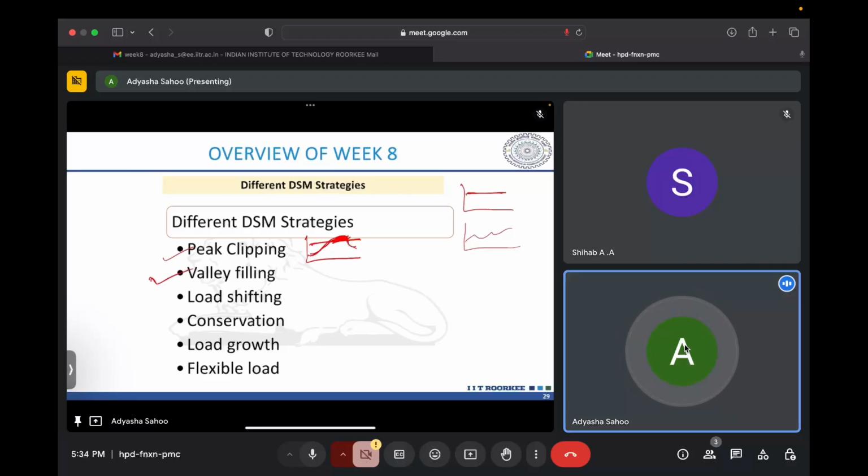In valley filling, whenever there is a low demand, we increase the demand during the period of low demand. Then in load shifting, the load is shifted from periods of high demand to low demand. Now, in load conservation, we decrease the load from the base value. In load growth, we increase the load from the base value. And in flexible load, again, depending upon the requirement of the grid, the load can follow the grid.